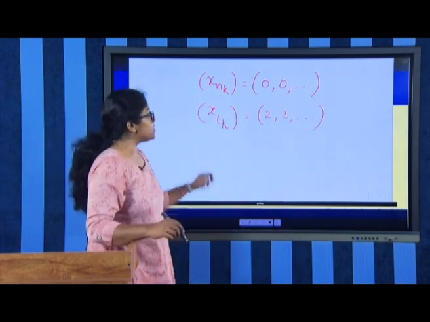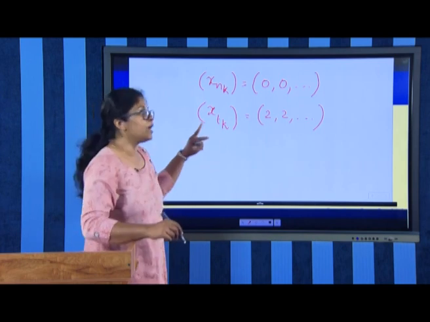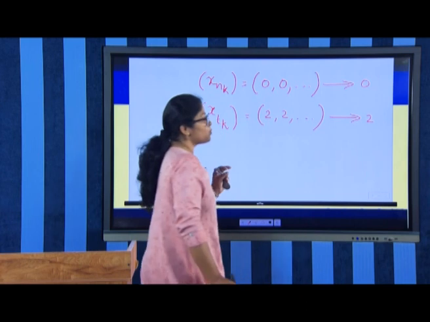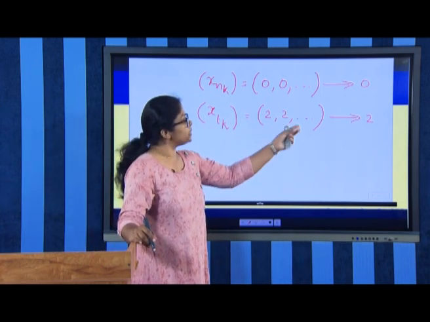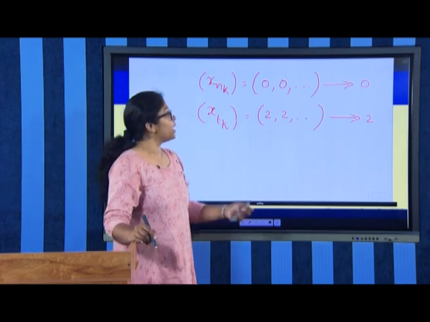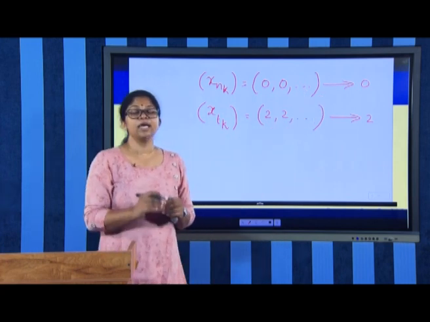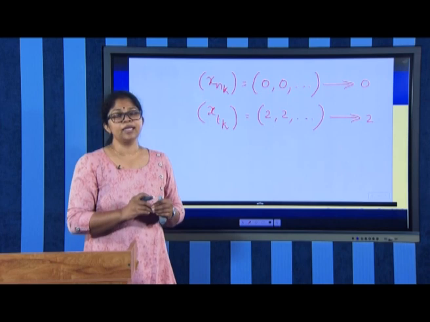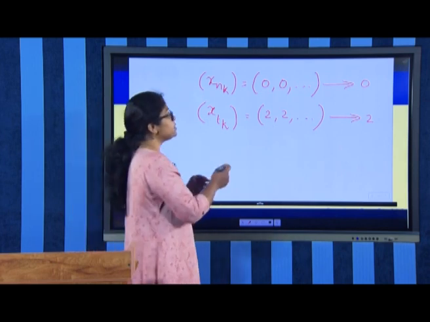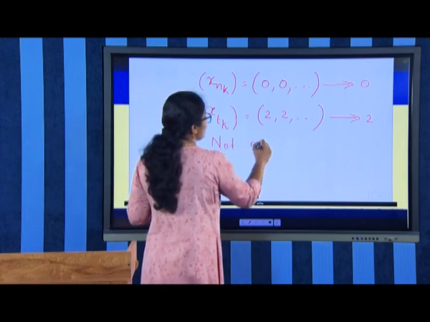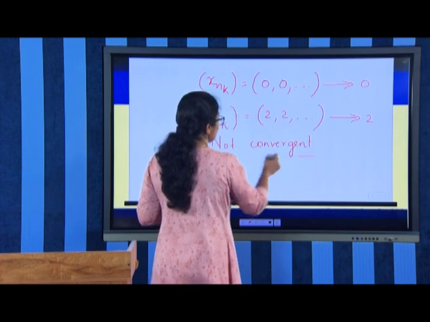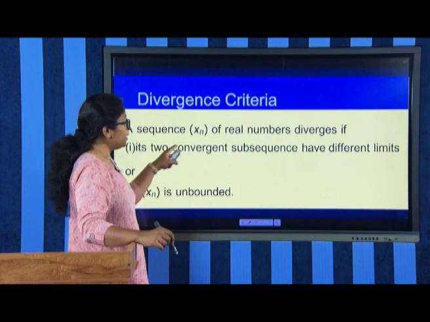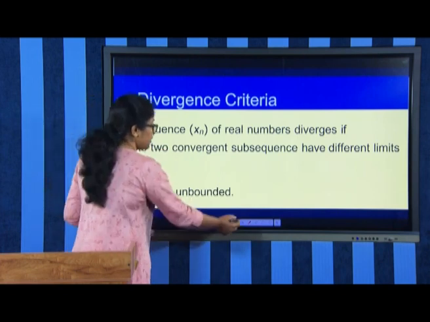So, we can see that the given sequence has two subsequences. One is a constant sequence which converges to 0, and the other constant sequence converges to 2, because whatever the value of n, as n goes to infinity, it is not going to change. This goes to 2 itself, and this goes to 0 itself. So, the two subsequences converge to different limits, and hence the given sequence is not convergent. So, that is the divergence criterion number 2, and condition number 1 we have already discussed. So, these are the two conditions that we have.